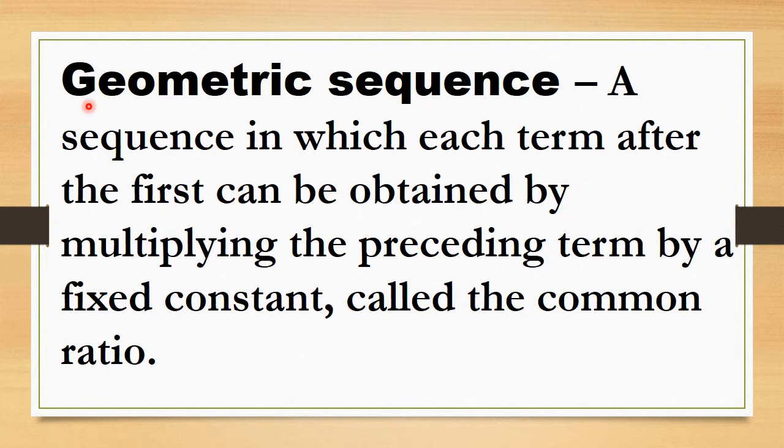So what is a geometric sequence? A sequence in which each term after the first can be obtained by multiplying the preceding term by a fixed constant called the common ratio.